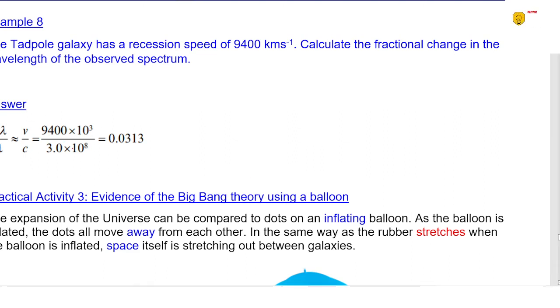So that gives you 0.0313. Since we have been given 2 SF, we should leave it as 0.031.